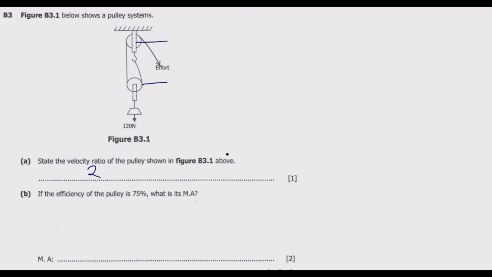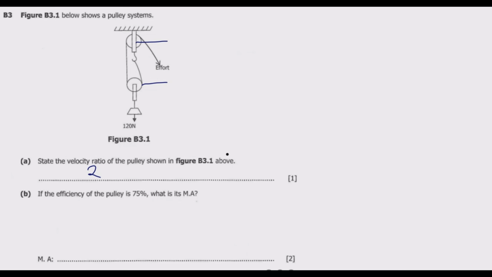So velocity ratio in this case is equal to 2. Remember, it's just the number of wheels in the pulley system. That's what gives us a velocity ratio. B, if the efficiency of the pulley is 75%, what is its mechanical advantage?